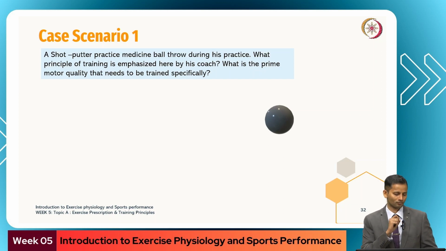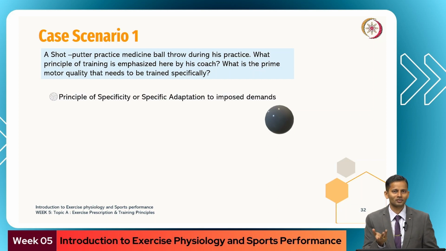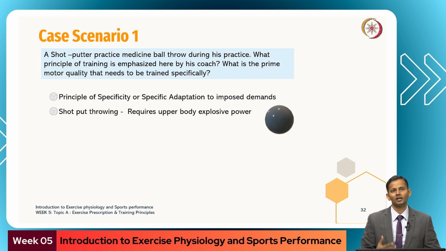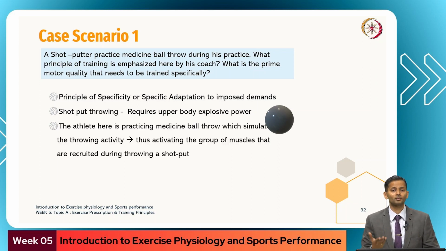trained specifically? So it's very easy, since we have just covered obviously the principle of specificity or specific adaptation to imposed demand is being employed in this particular case, because it's a shot put thrower, so you will throw using his upper arm. So you are also including activities in this exercise training or practice with upper body medicine ball throw, which is simulating the same activity and activating the same group of muscles, right? That is what we are considering here as the principle of specificity.